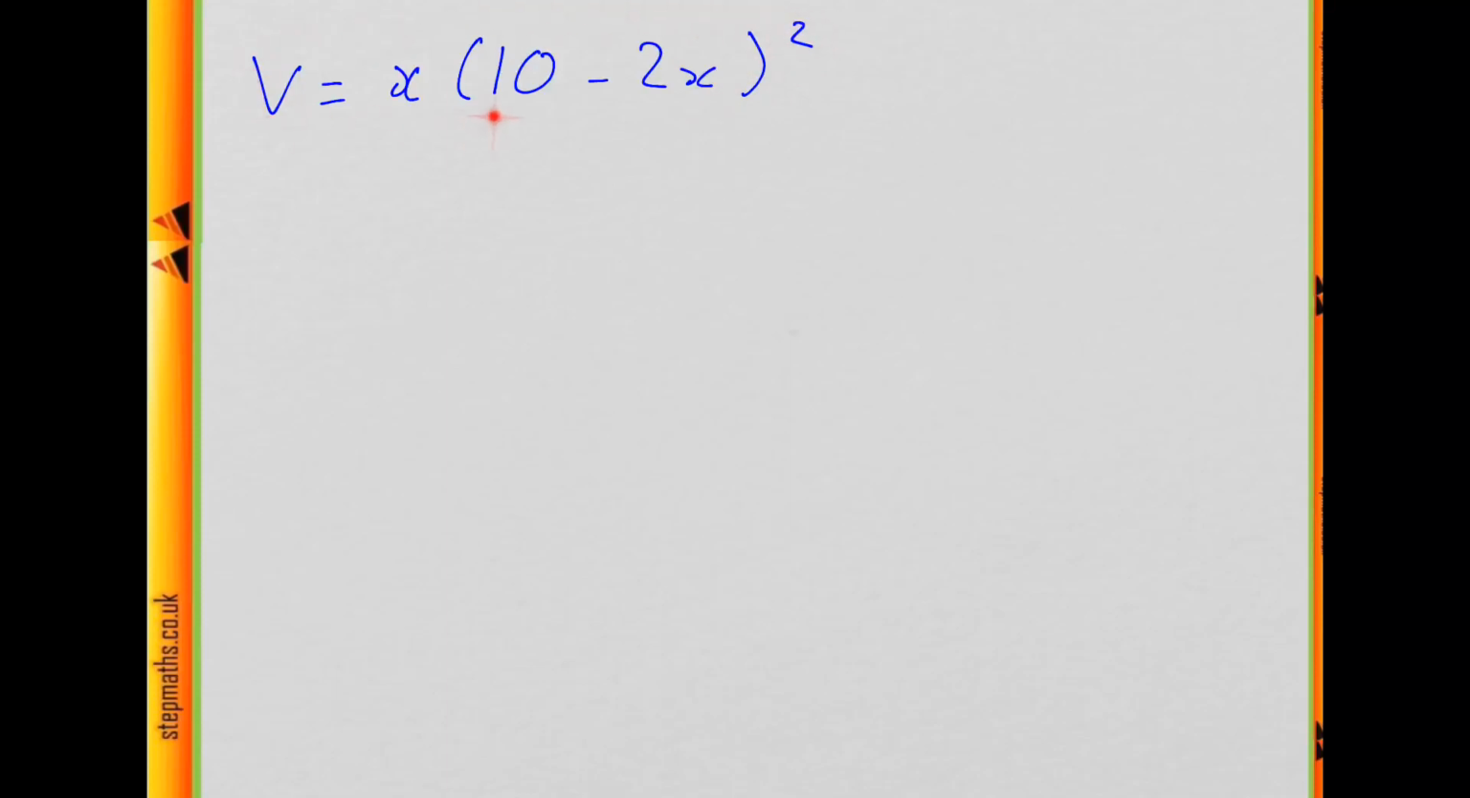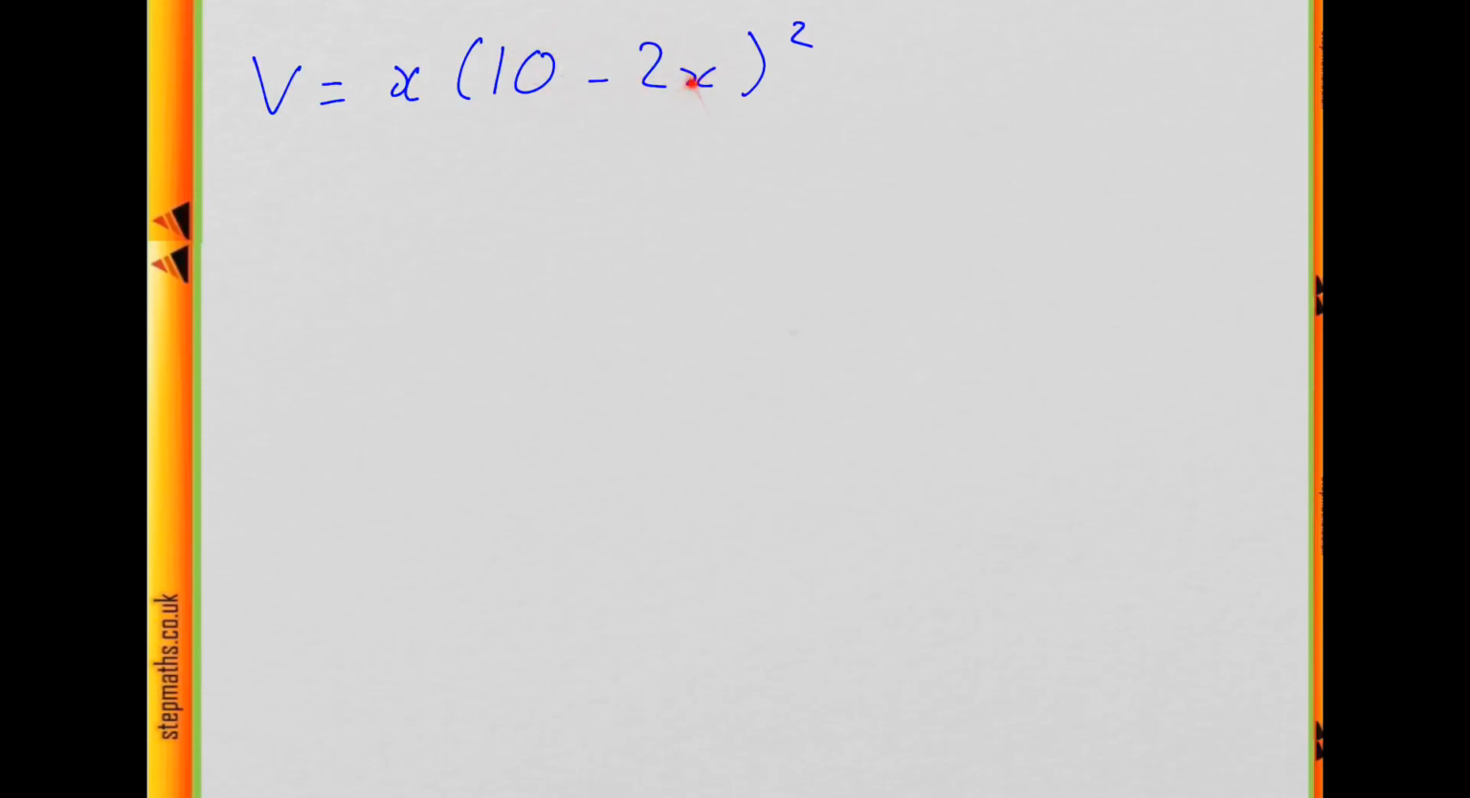So what are we going to do with this now? Well, we want to find the maximum value. We can see it's going to be a cubic because we've got x times a quadratic. So it makes sense that we'll want to differentiate this with respect to x to find the turning point. And that means we probably want to expand out first, because that makes it easier to differentiate. So let's do that. We want to expand this and times by x.